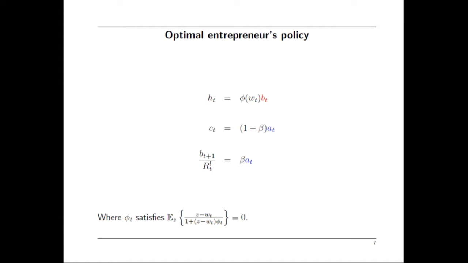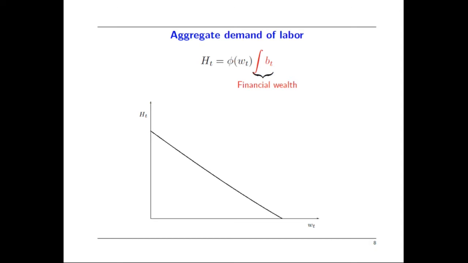So the idea is that if I have more wealth, I hire more workers, so I have a larger scale of production. Obviously, the proportional factor depends on the wage. If the wage is higher, I want to hire fewer workers. So this is really the important feature of the model, and essentially that allows me to aggregate all those entrepreneurs, even though they face a lot of risk and there is a lot of heterogeneity. It doesn't matter the distribution, we can derive this demand on labor, which depends on the financial wealth of the entrepreneurs. And what I plotted here is the demand on labor as a function of wage. So that essentially is the production sector.